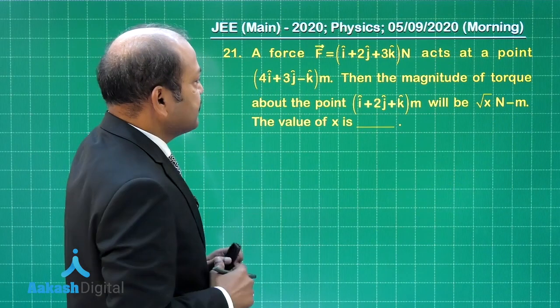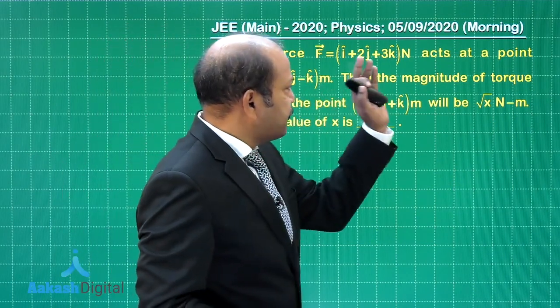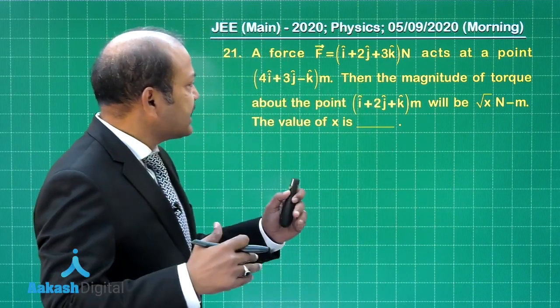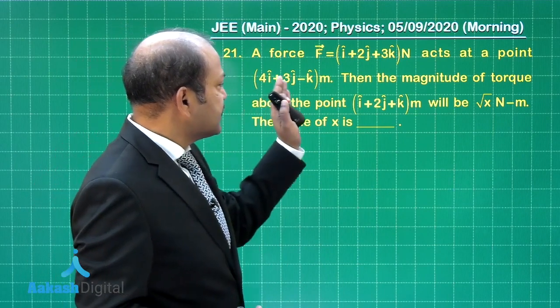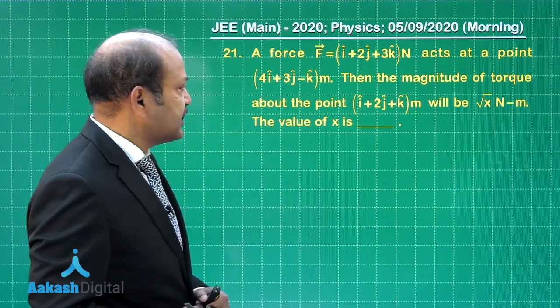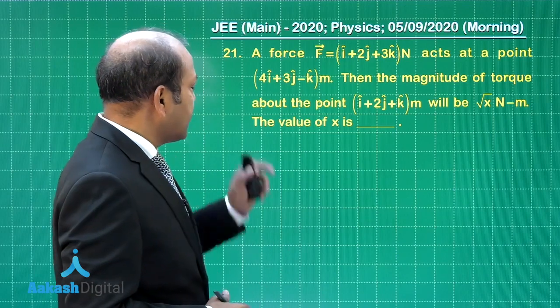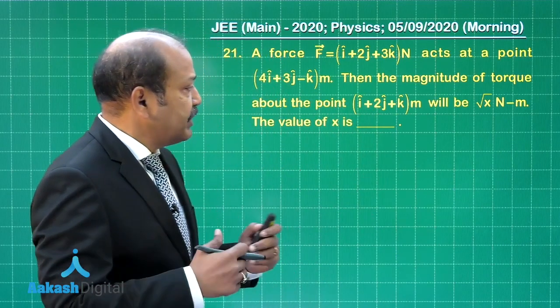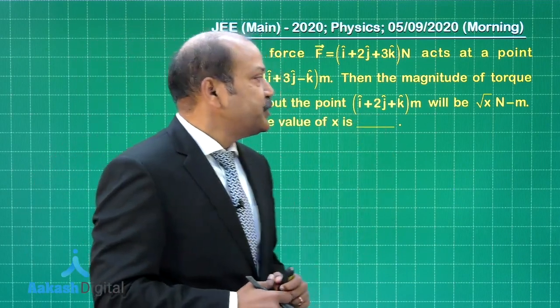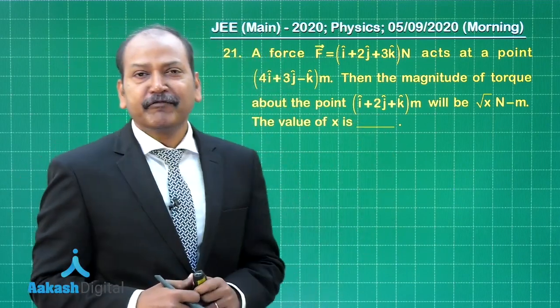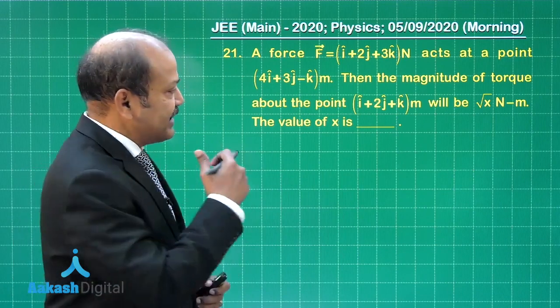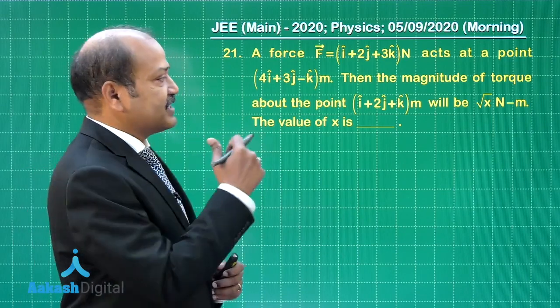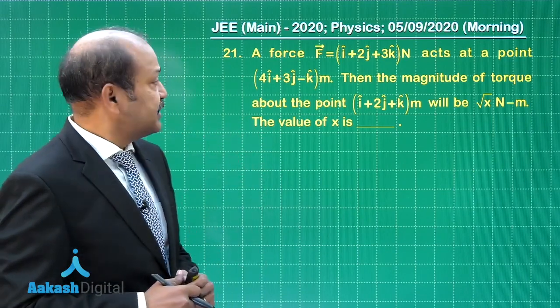Question 21 says a force F, i cap plus 2j cap plus 3k cap Newton, acts at a point 4 i cap plus 3j cap minus k cap meter. Then the magnitude of torque about the point i cap plus 2j cap plus k cap meter will be root x Newton meter. What is the value of x? It is the integer type question. Let us find the value of x.